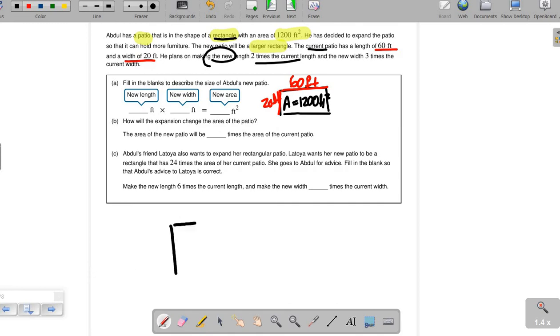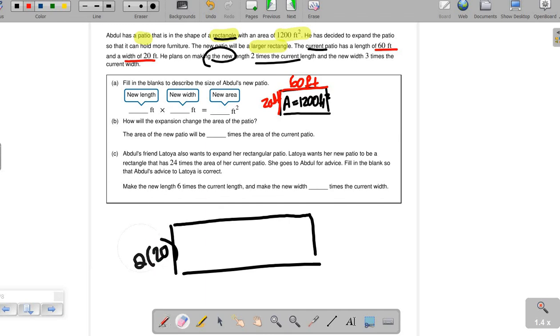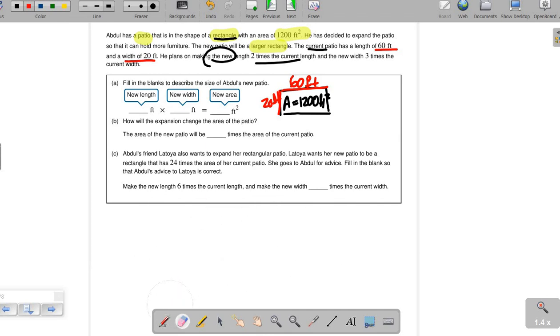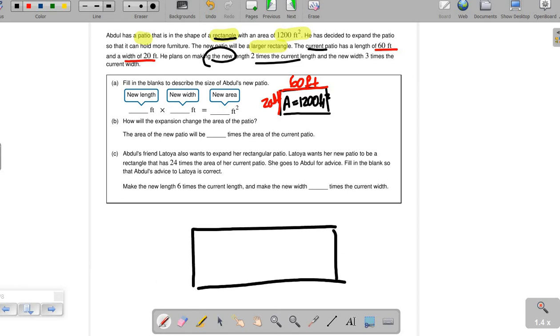So the new one is 2 times the current length. Let's make this length and width. Width is shorter, length is longer. It says 2 times the current length. So our length is 60, so 2 times 60, and 3 times the current width, that's 3 times 20.